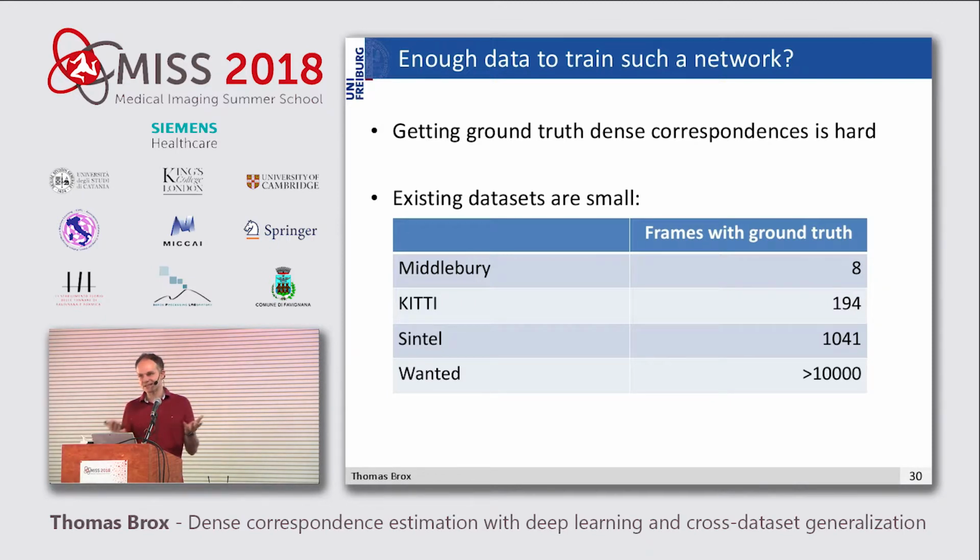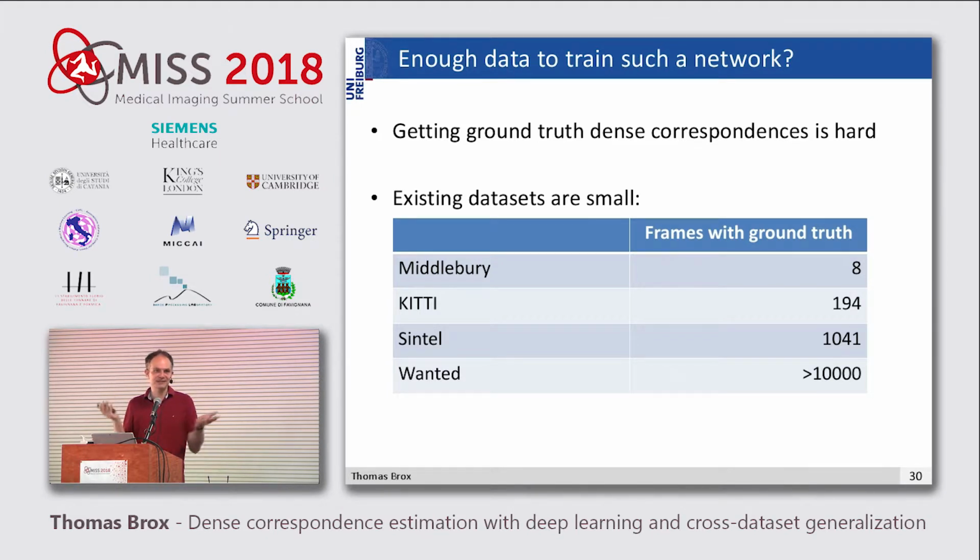And then there are synthetic data sets, basically open source movies that have been rendered by people, and one of them is the Sintel movie, which has been used for a data set, and there you get about 1,000 frames with ground truth. This starts to be good enough for training a deep network, but there's a high chance of overfitting if you train on these amounts of data. So what we actually wanted to have is something around 10,000 images or more. The question is, where do we get that from?